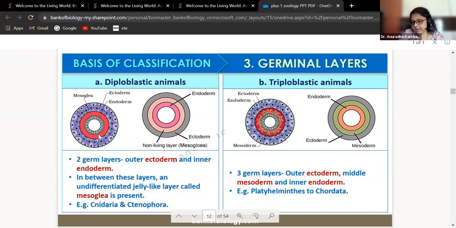Fine. Triploblastic animals, we don't have mesoglea. What we have seen: ectoderm, endoderm, and then we have mesoderm. So you can see this, endoderm, mesoderm, ectoderm. So three germ layers, outer ectoderm, middle mesoderm, and inner endoderm will be present. So these will be considered as what? Triploblastic. So from platyhelminthes to chordata, we have triploblasts. Diplo means two, triplo means three. Two germ layers, three germ layers. This is not a germ layer, beta, this is mesoglea. It's a mucus-like layer that helps in binding the ecto with the endo.